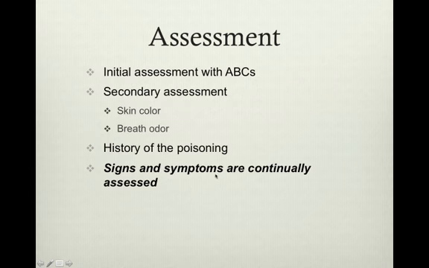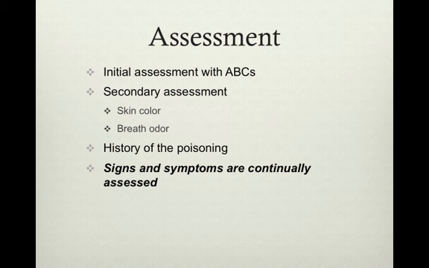In the assessment, initial assessment is performed with ABCs in mind, airway, breathing, and circulation, and then we go into a secondary assessment. Take a good close look at the skin color and the breath odor. An example of this is if someone smelled like they were eating bitter almonds. This could lead you to think that they could have gotten a hold of some cyanide. Skin color, cherry red skin, is indicative of things like carbon monoxide.